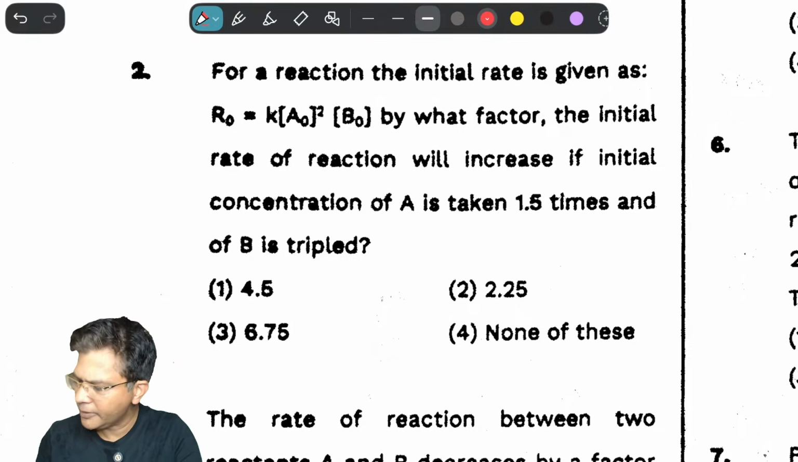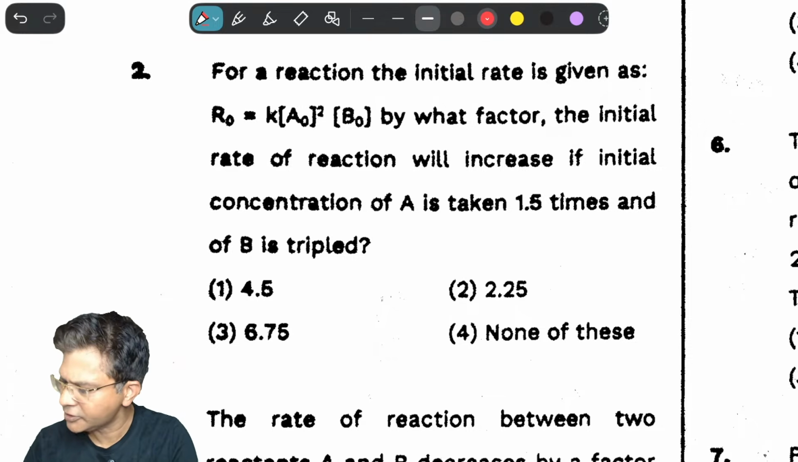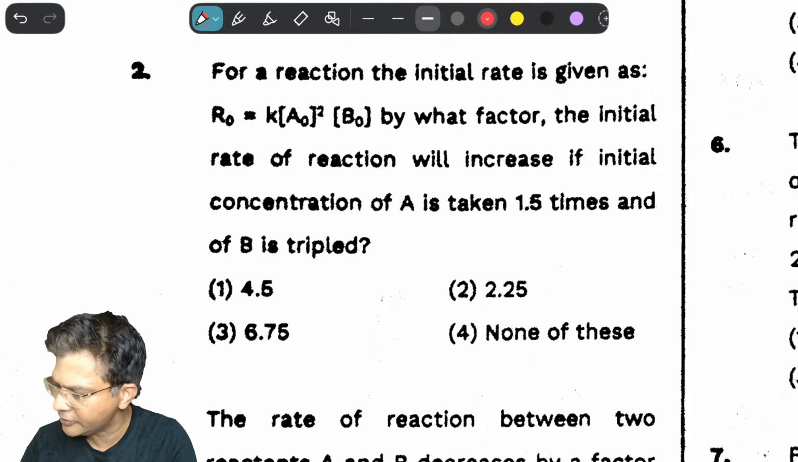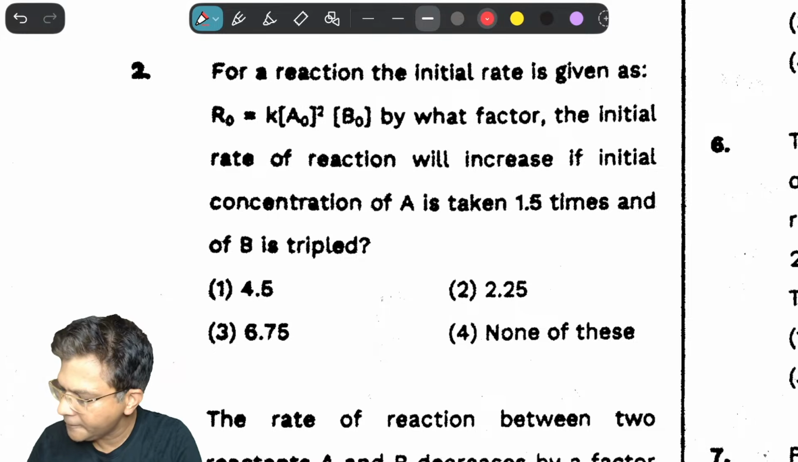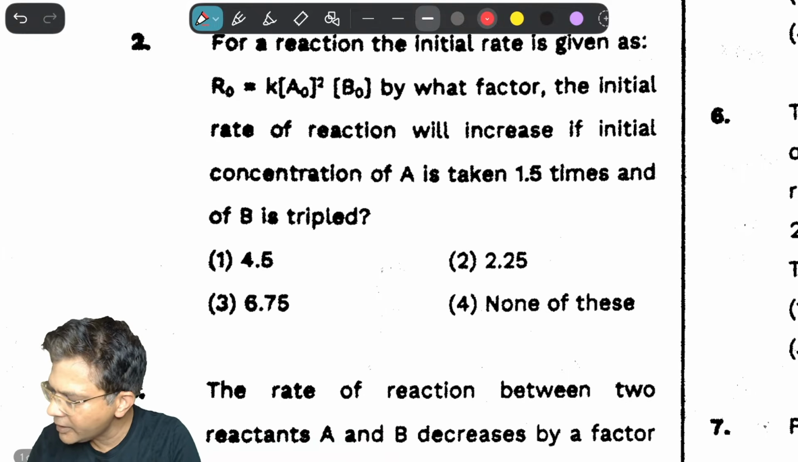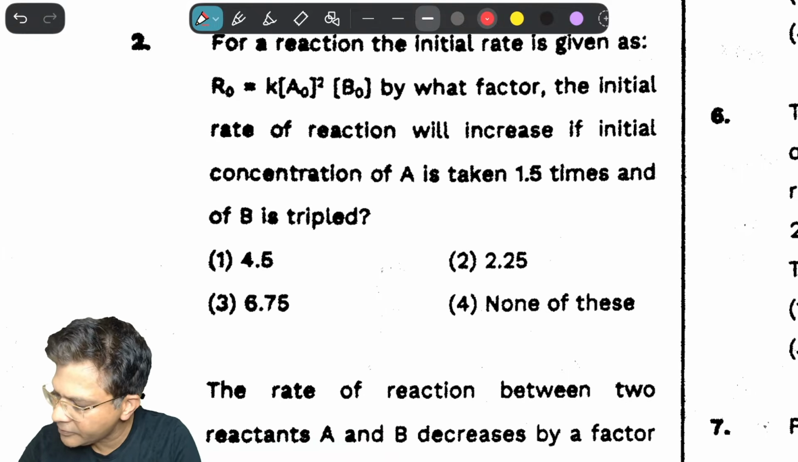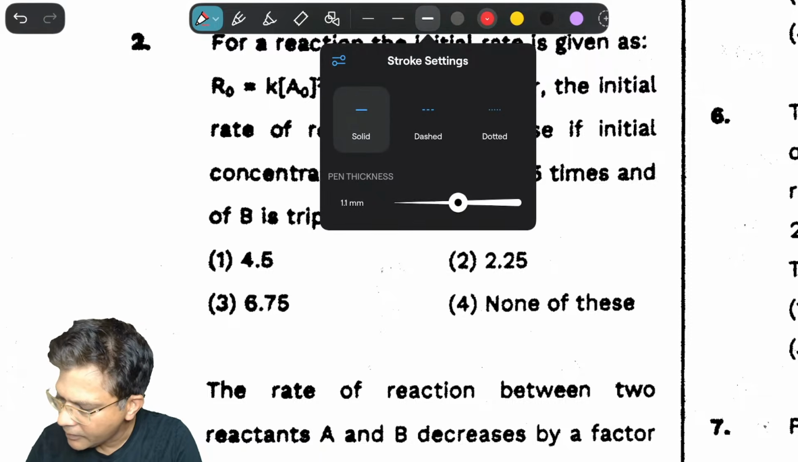So let me check it out. For a reaction, the initial rate is given like this. By what factor will the initial rate of reaction increase if the concentration of A is taken to be 1.5 times and B is tripled? Let me check it out.